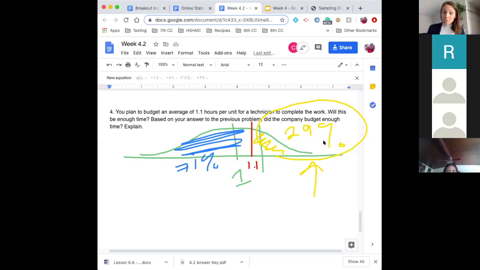So even though 71% would stay below the 1.1 hours that I gave them, 30% is a lot. So maybe this is not enough time. Maybe I need to up my time so that I have a better margin. This is really risky. It's saying that out of 3 people, 1 person will go over budget.